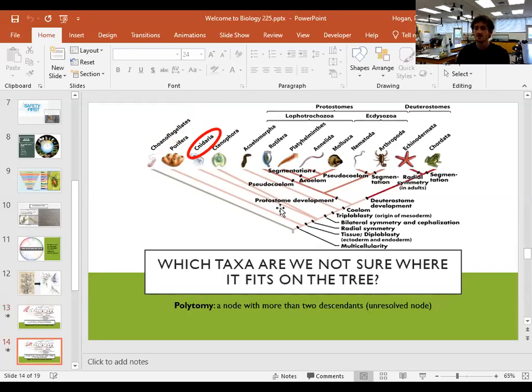The next thing I went over was a polytomy, or an unresolved node. And this is when there's some level of uncertainty between groups where we don't truly know what the common ancestor was. And so in order to display that we don't know this and that there's some level of uncertainty, there will be two branches stemming from one node.